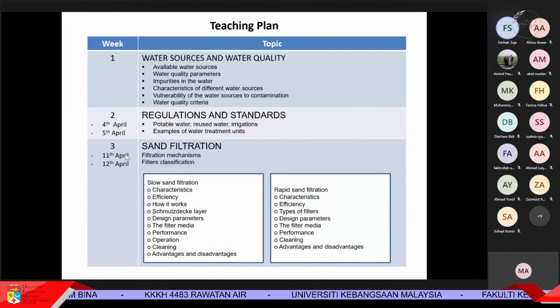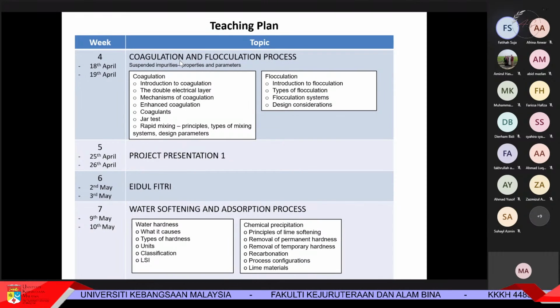And on the third week, we will have topics on sand filtration. Fourth week, coagulation and flocculation process. So this is also one of the topics for wastewater treatment, but for water treatment, it is a very, very important process. Project presentation 1. So the project, I think, is not that difficult. There will be only 2 presentations, project presentation 1 and also project presentation 2.